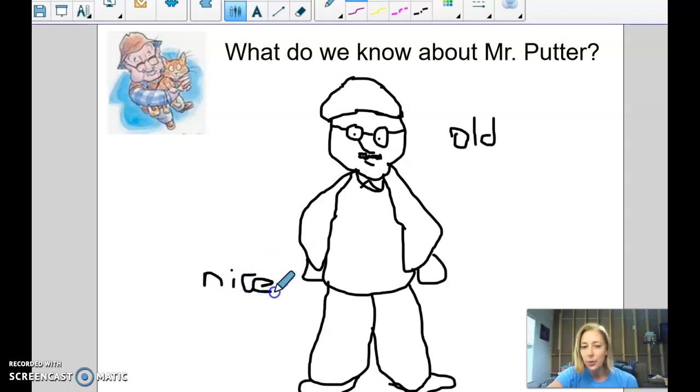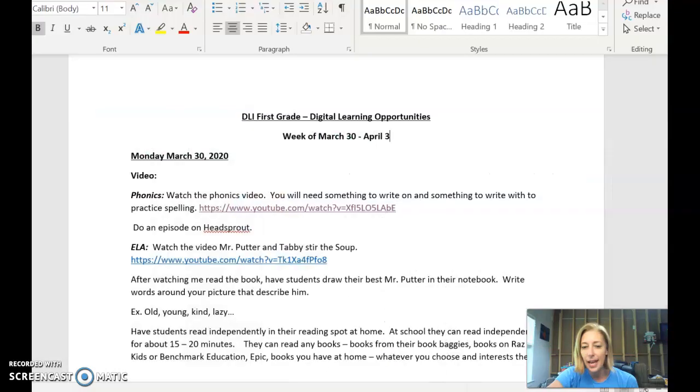All right, those are your assignments for today. I've sort of combined reading and writing to make it a little bit shorter, a little more compact. Don't forget to read for 15 to 20 minutes today. Headsprout is up here. So read on Raz-Kids or Epic or books that you have at home. Any kind of reading is fine.